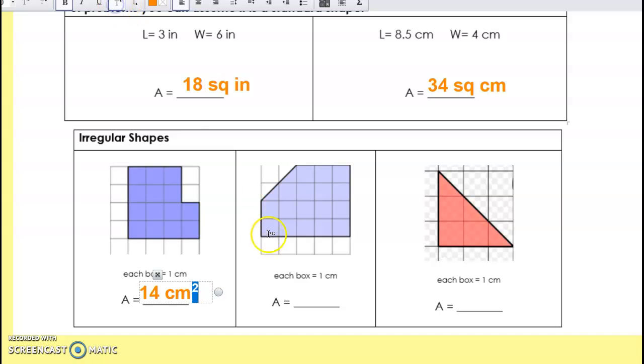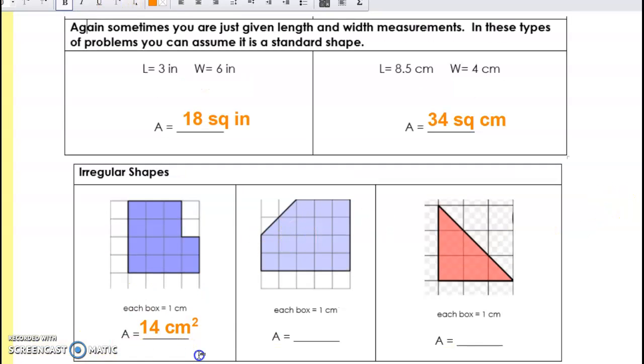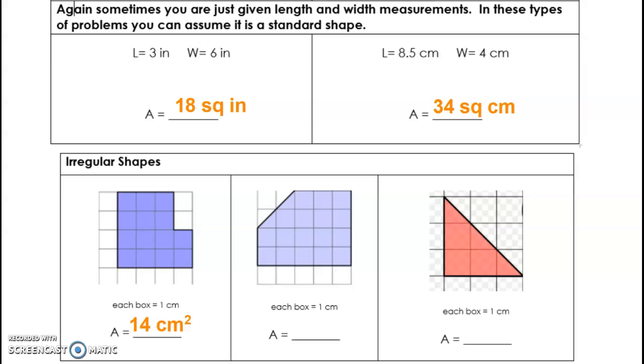Now, there's no rhyme or reason to when I'm using which label type. I'm just showing you both versions so that you can see that both are completely acceptable. So in the second box, a little more challenging. They're not all whole boxes, okay? So you are going to be counting them up, but you can also put boxes together that equal the value of 1. Again, this example refers to each box as 1 centimeter.